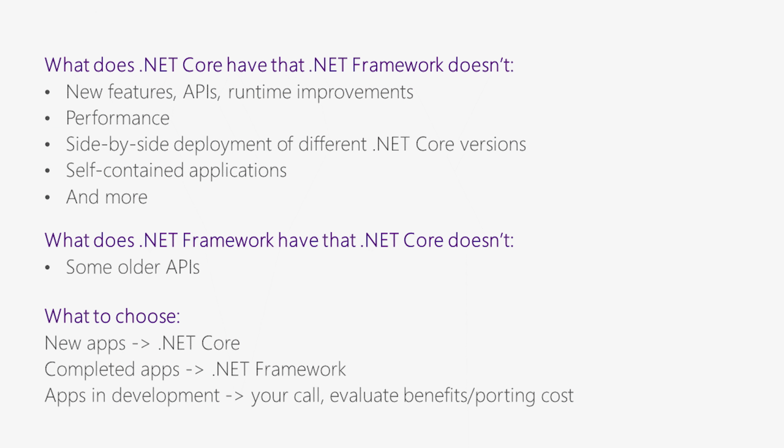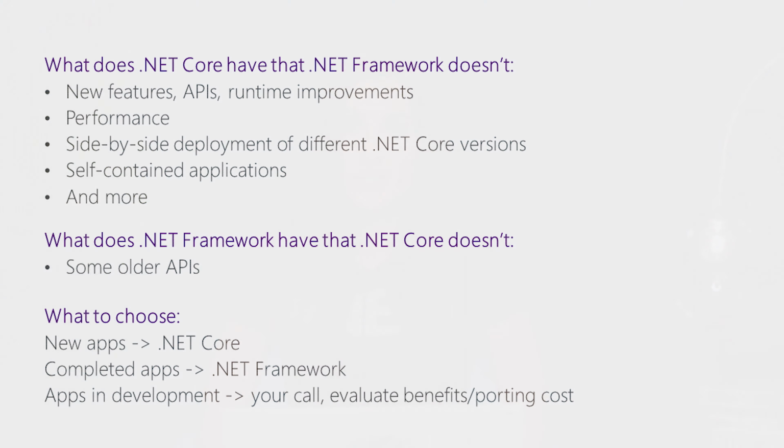So, what does .NET Core have that .NET Framework doesn't? It will receive new features, APIs, and runtime improvements. It has better performance, and it has the ability to have different versions of .NET Core deployed side by side on the same machine. You can create self-contained applications and be completely independent of the environment you are running on, and so on. Now, what does .NET Framework have that .NET Core doesn't? It has some older APIs that will not be moved to Core.